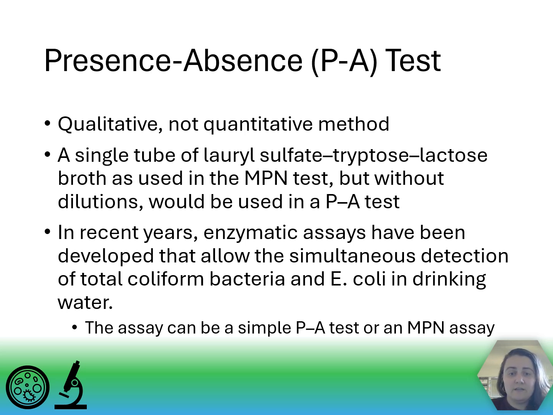But in recent years, in terms of presence-absence tests, we use what are called enzymatic assays, and what they do is they allow us to detect total coliform bacteria and E. coli in drinking water in the same test. So what we can do is basically expand that PA test with a couple more chemicals in order to make sure that we understand the presence of E. coli and total coliforms.